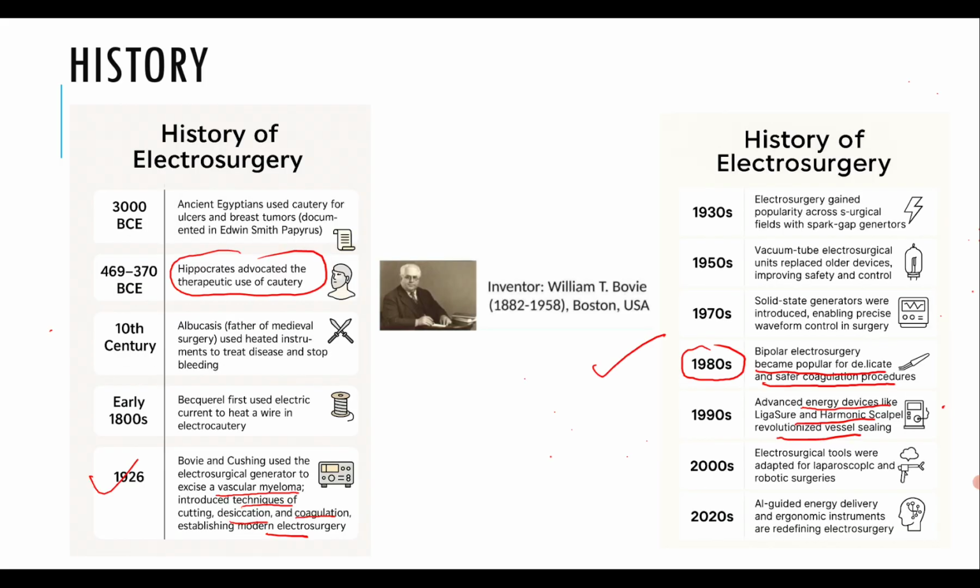In the history of electrosurgery, in 469-370 BC, Hippocrates first advocated the therapeutic use of cautery. Then in 1926, Bovie and Cushing used an electrosurgical generator to excise a vascular myeloma, introducing the techniques of cutting, desiccation and coagulation that established the modern electrosurgical principle.